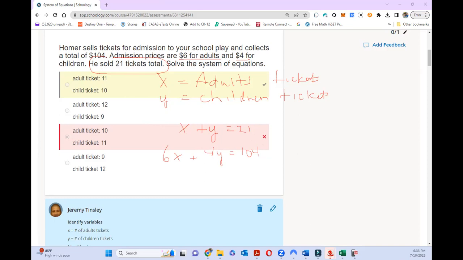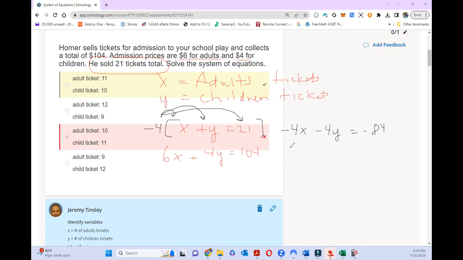Let me change my color to black. The reason is that the opposite of 6x is minus 6x, or the opposite of 4y is negative 4y. So you know what? I'm going to get rid of the y this time. So I'm going to multiply this equation by negative 4. Negative 4 times x is negative 4x. Negative 4 times y is negative 4y. And negative 4 times 21 is minus 84. Does everybody see what I did there?